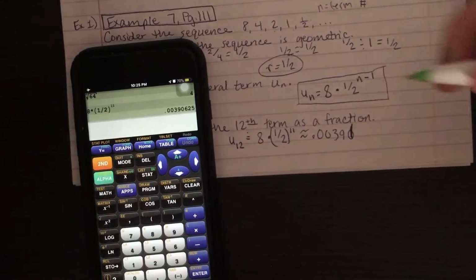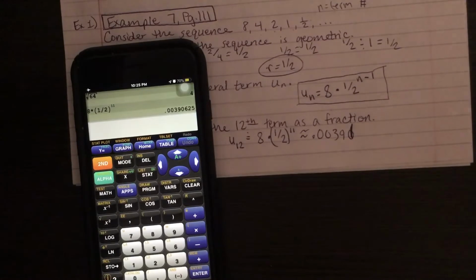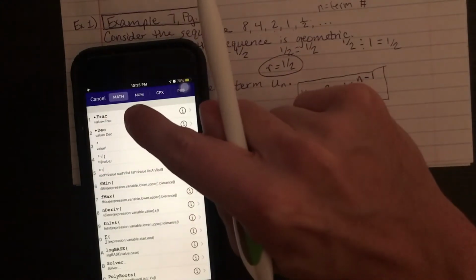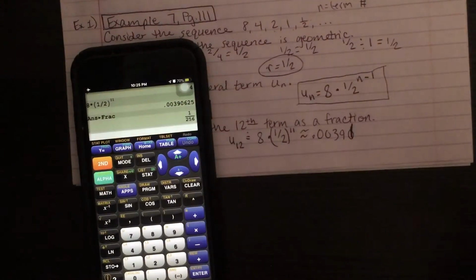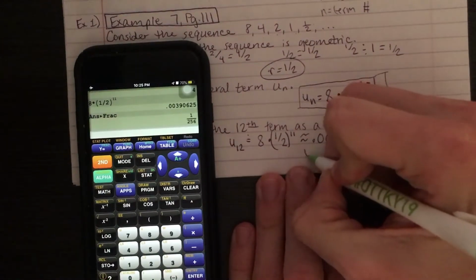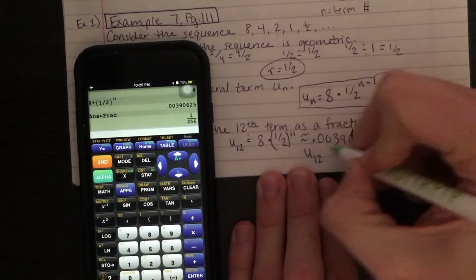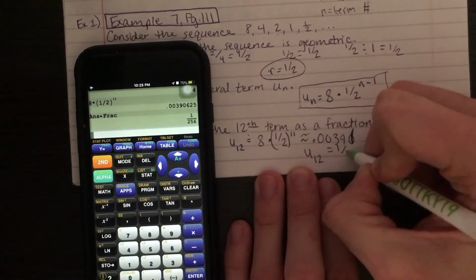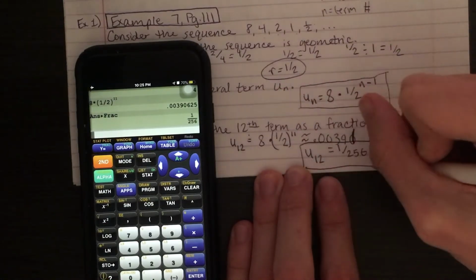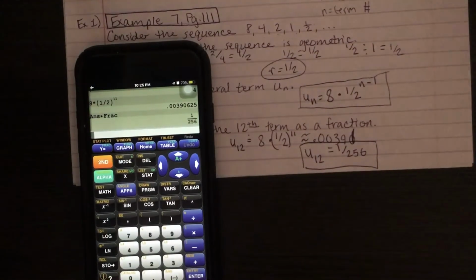0.00391 rather, but it wants it as a fraction. So a quick thing to get something as a fraction, if you hit math right there and go to fraction and then just hit enter, it will represent that number, if possible, as a fraction. So the 12th term here is going to be 1/256.